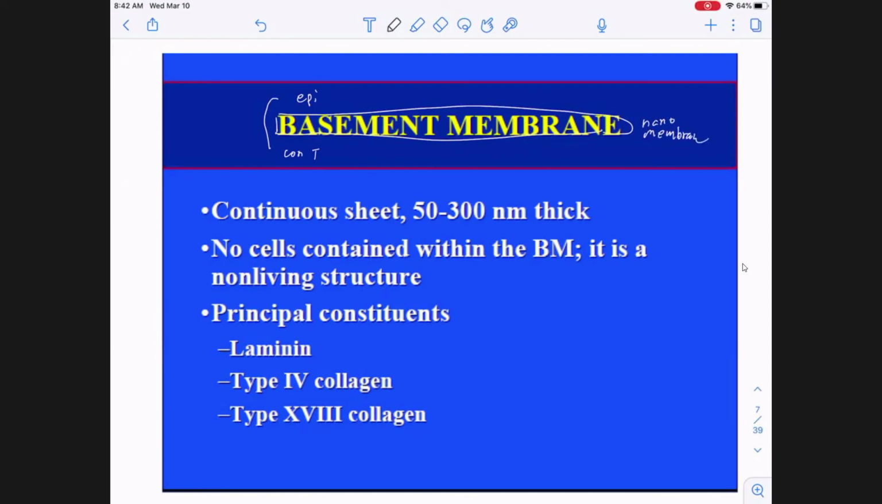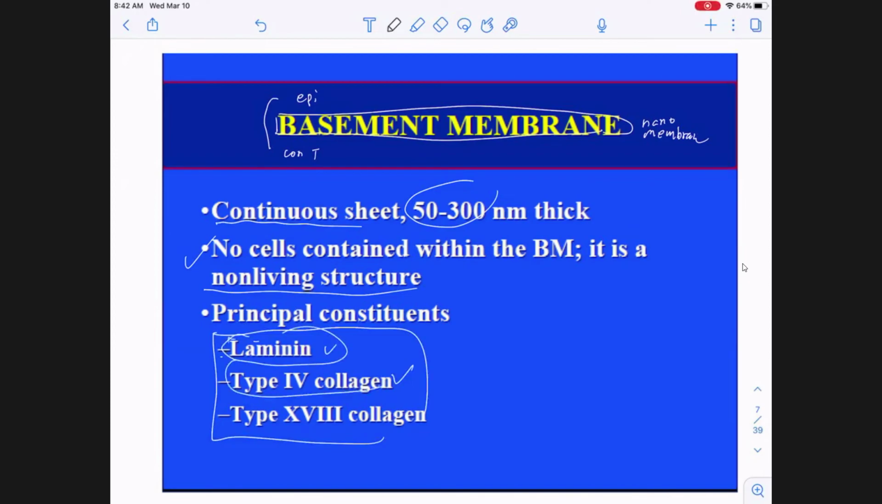The membrane separates epithelial and connective tissue. This one is a continuous sheet around 50 to 300 nanometers thick, with no cells contained within the BM. It is a non-living structure. Its principal constituents are type IV collagen and laminin, these two, which we always use.